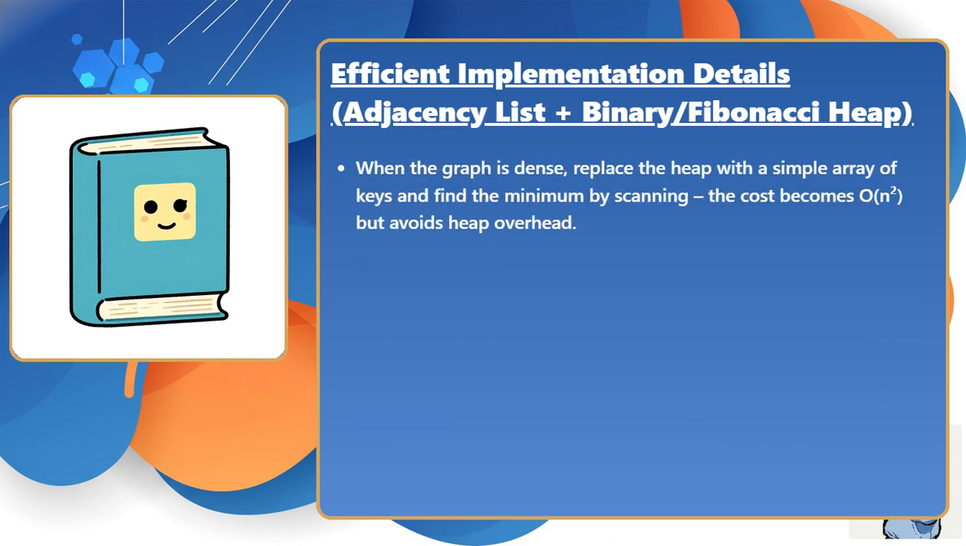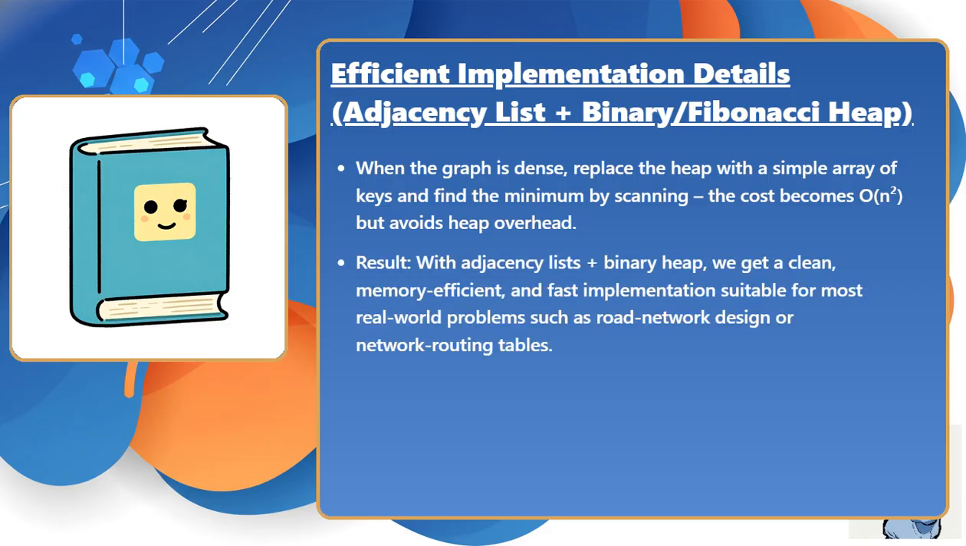Use zero-based indexing for arrays to match typical programming languages. When the graph is dense, replace the heap with a simple array of keys, and find the minimum by scanning. The cost becomes big O of n squared, but avoids heap overhead. Result: with adjacency lists plus binary heap, we get a clean, memory-efficient, and fast implementation suitable for most real-world problems such as road network design or network routing tables.